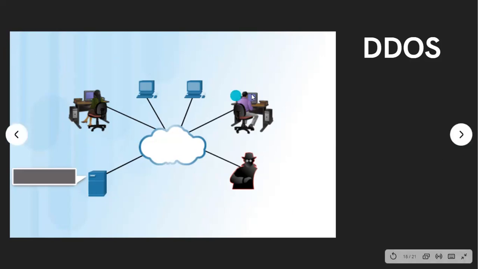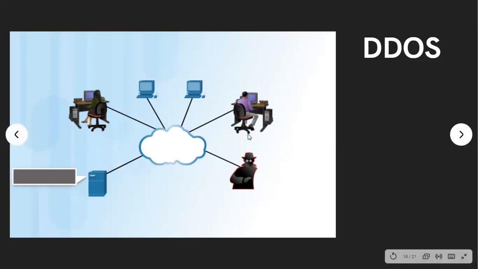If you can see here, this will be multiple coordinated sources. As an example, a DDoS attack could proceed as follows. An attacker builds a network of infected hosts, called a botnet. The infected hosts are called zombies.